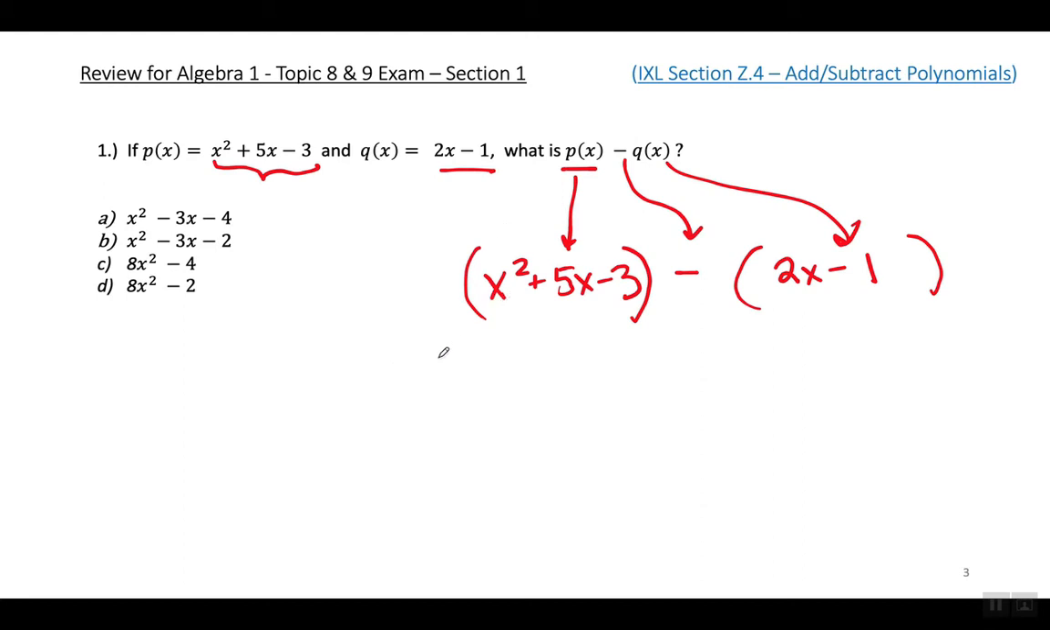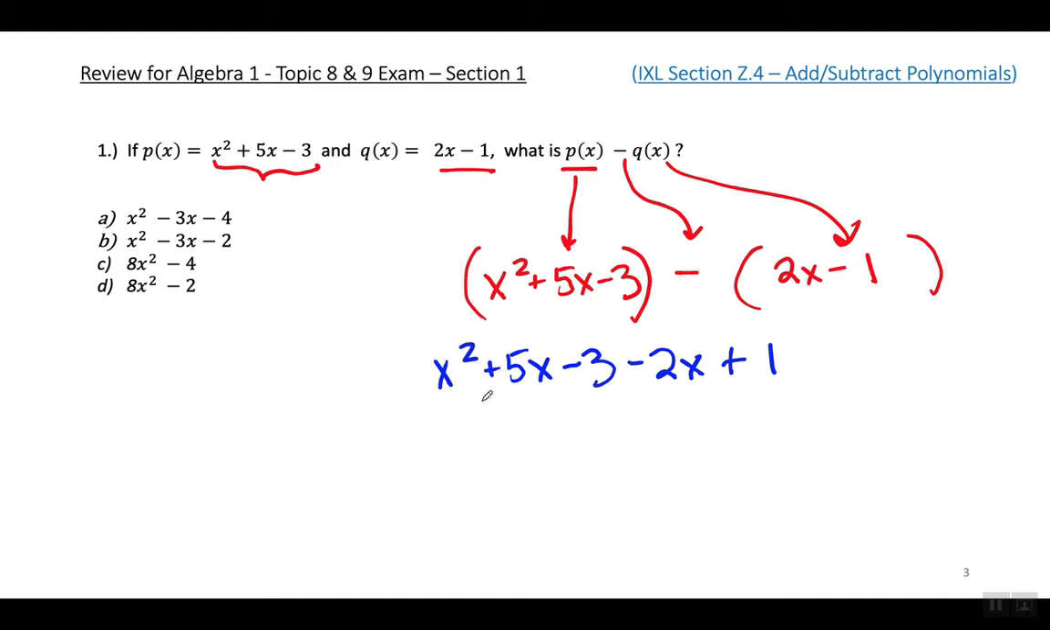So basically, the problem is going to become this: x squared plus 5x minus 3. Now, I distribute the minus sign to the 2x, and it becomes minus 2x. But you got to remember to distribute the minus sign to this term as well, negative 1. So this negative with this negative become a positive, and it becomes positive 1. If you leave it as minus 1, guess what? That's going to be one of the answers here, and you're going to think you got it right, and you're going to end up getting it wrong. Trust me on that. All right, so that's what you always got to watch out for.